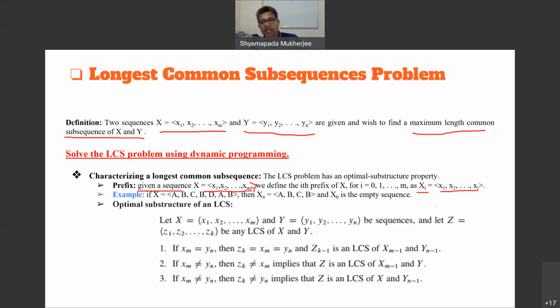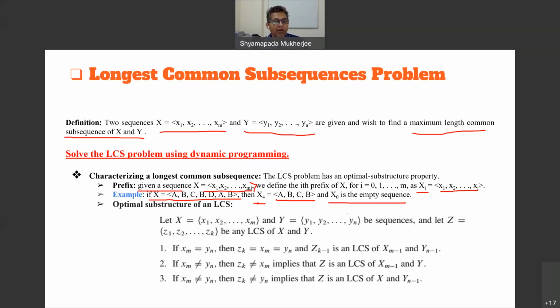Okay. So based on this idea, we try to find the longest common subsequence of the given two sequences. So if x equals abcbda, then x4 is the fourth prefix, that is up to the fourth element: a, b, c, b. So a, b, c, b is the 4th prefix of x, or x4 prefix of x. X0 is the empty prefix because there is no element of x. So it denotes the empty sequence.